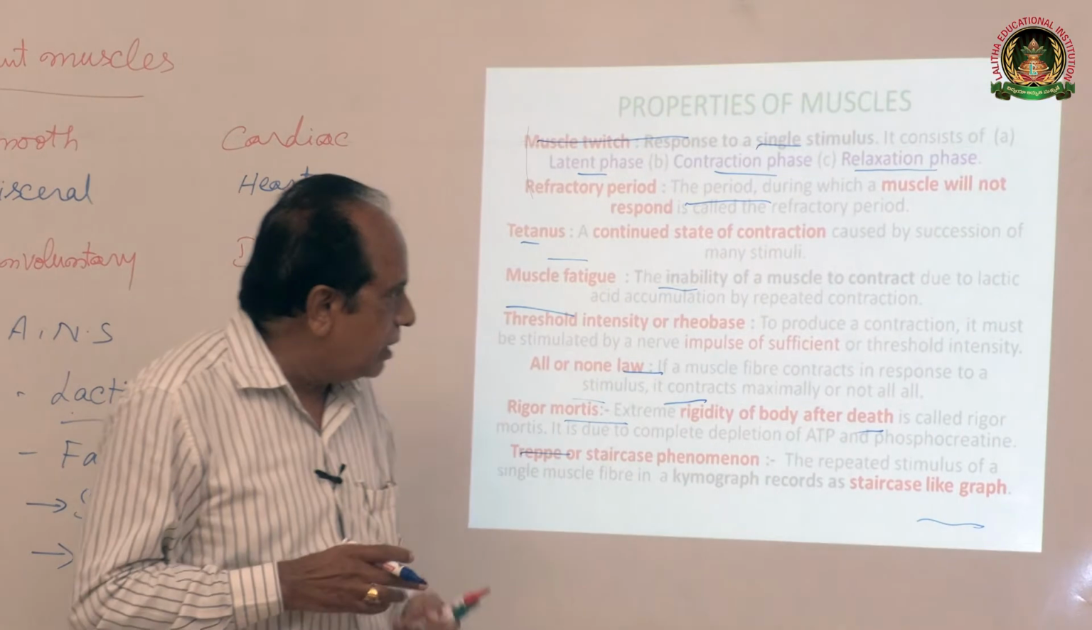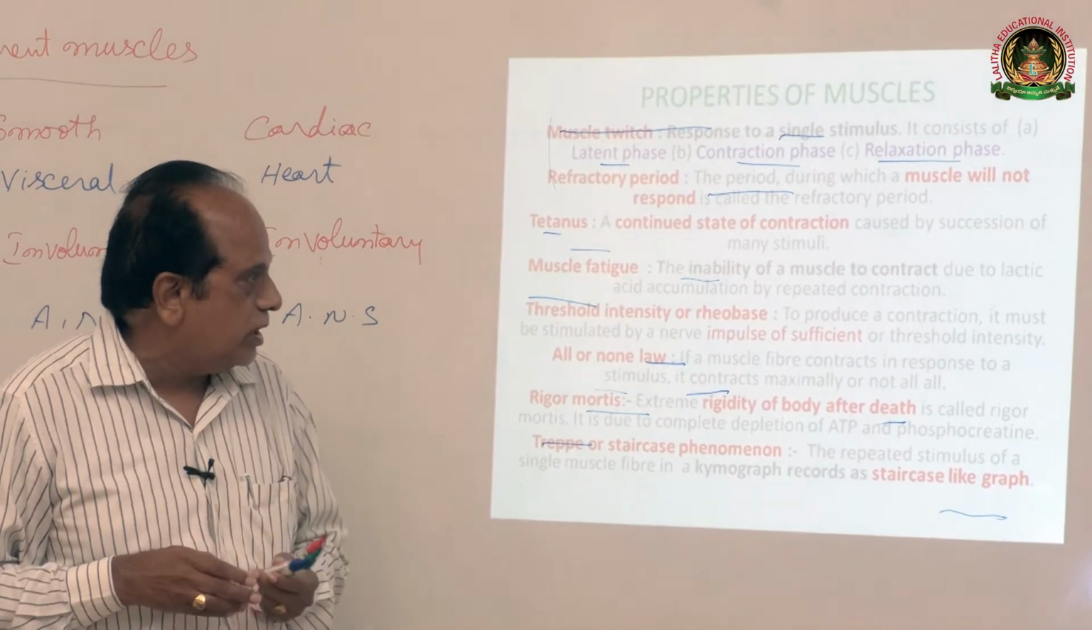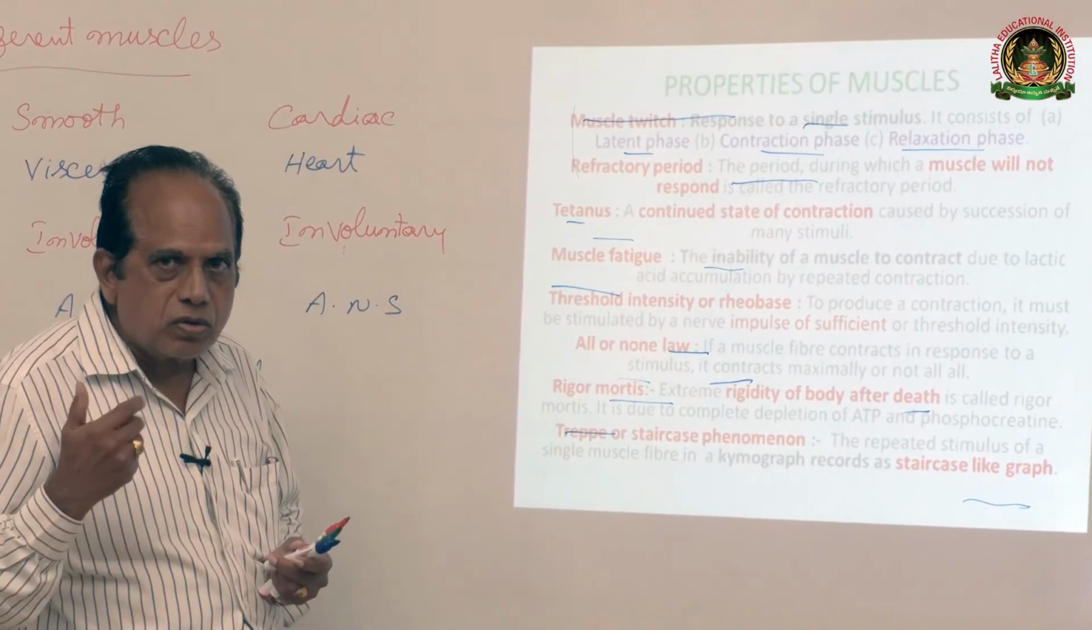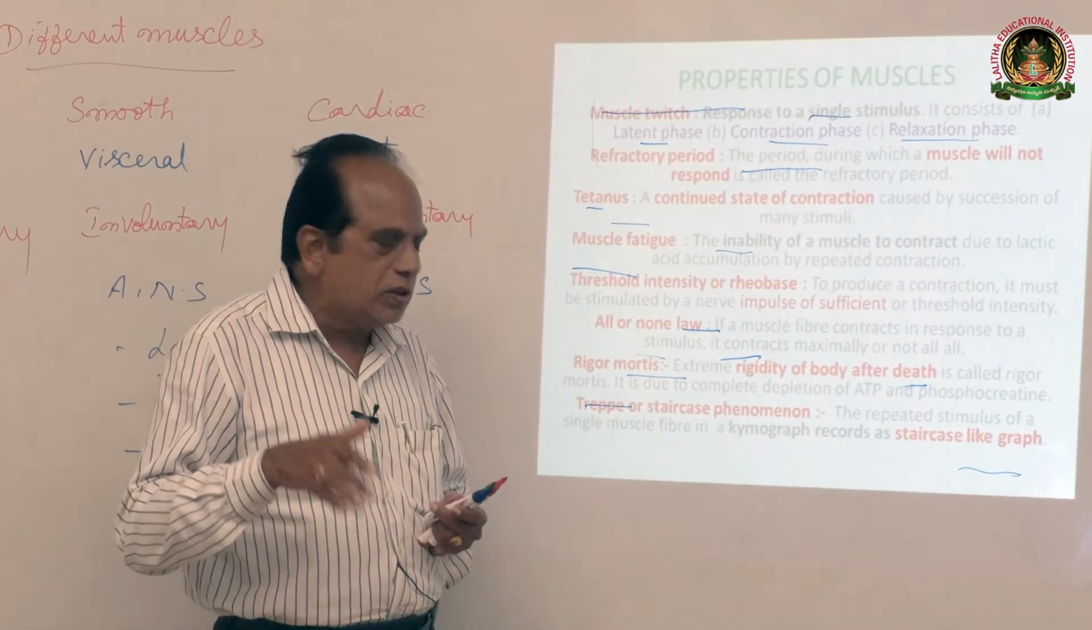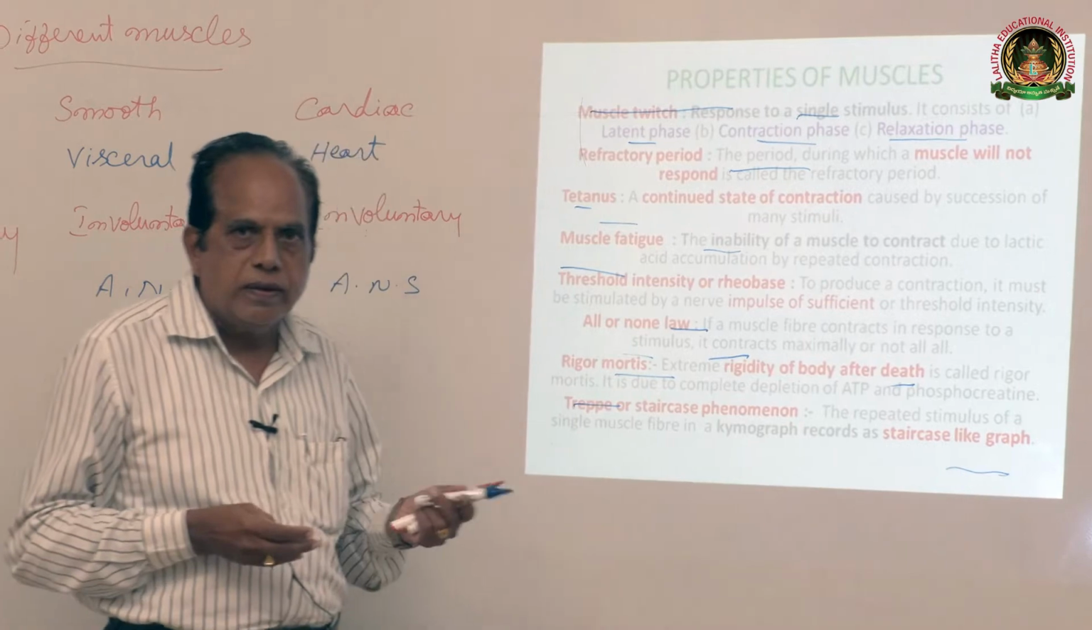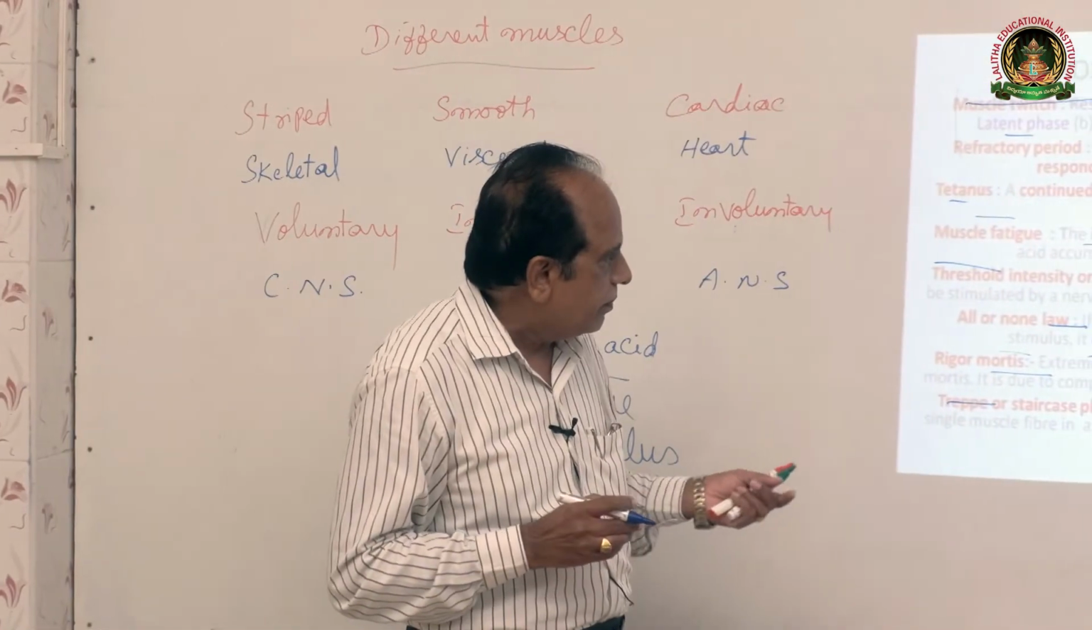If a muscle fiber contracts in response to a stimulus, it contracts to the maximum extent. If there is no such stimulus or threshold stimulus, no contraction occurs. That is the all or none principle.